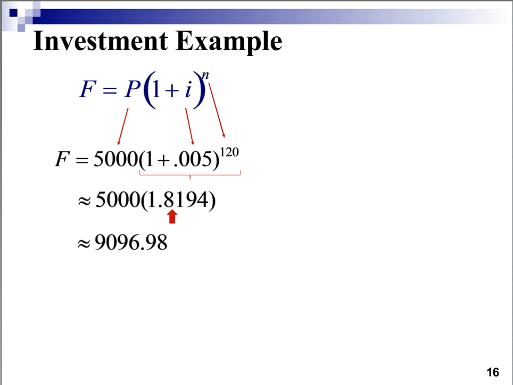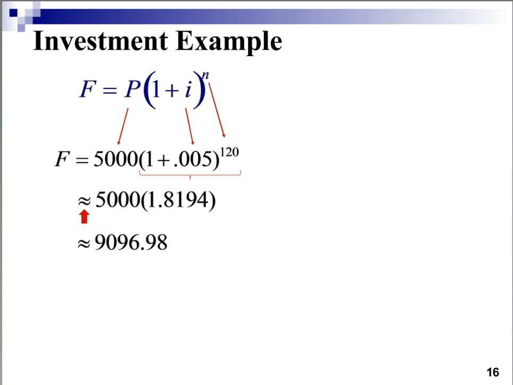So if I were to do that and just focus on that piece, 1.005 to the 120th is approximately 1.8194. Now I'm doing some rounding there, which can be a little bit dangerous, but that's what it would come out to at 4 decimal places on a calculator. Notice that, again, this is an approximation because of potential rounding, but that should get us pretty close. You might want to check that you can get the 1.8194 on your own calculator just to see if you know how to use it.